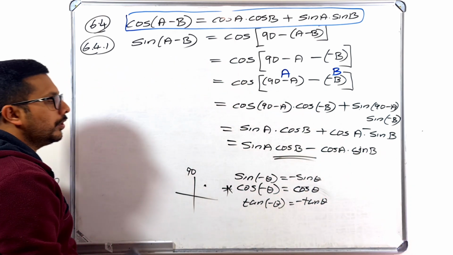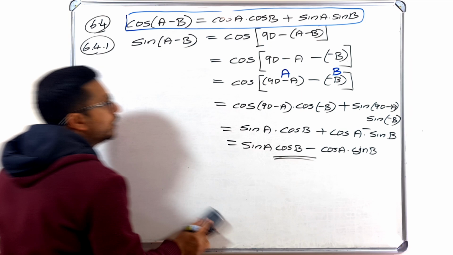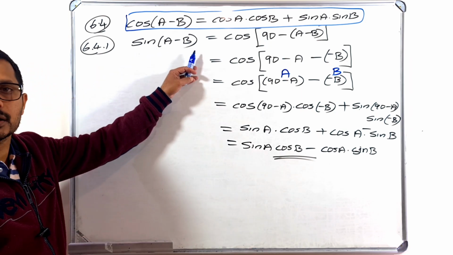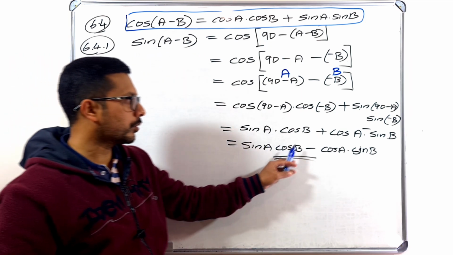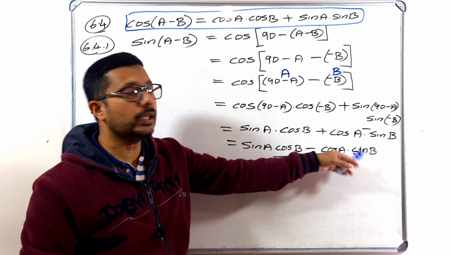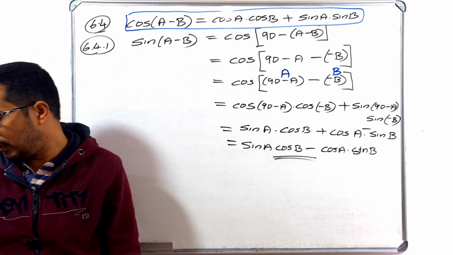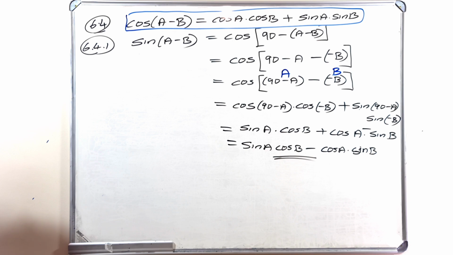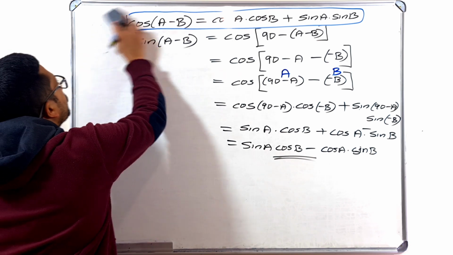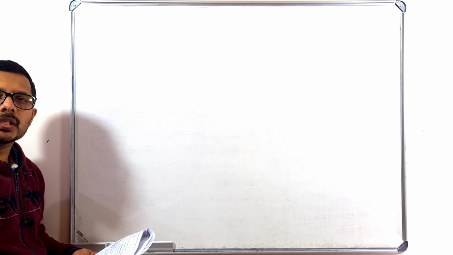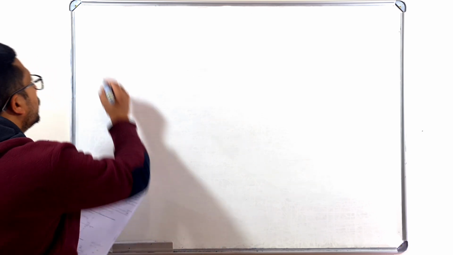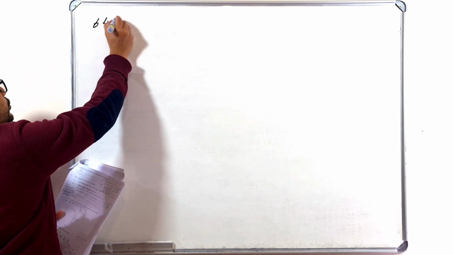And so now we got an expression for sine of a minus b, that is sine a cos b minus cos a sine b. So that is question number 6.4.1. Now let's go to question number 6.4.2.